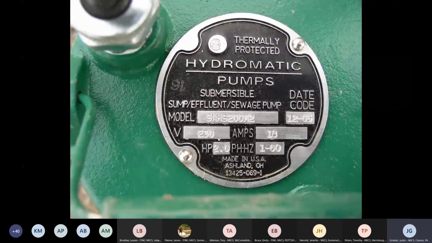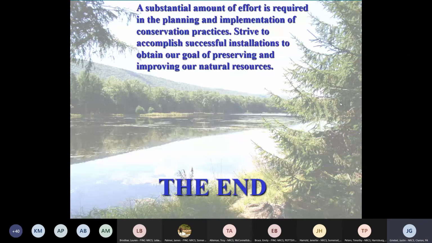When you're looking at a pump, you want to look at the horsepower. You can check the model number and refer to the pump manufacturer charts to make sure it meets our needs that was specified in the design. And that's all I've got, Tim.